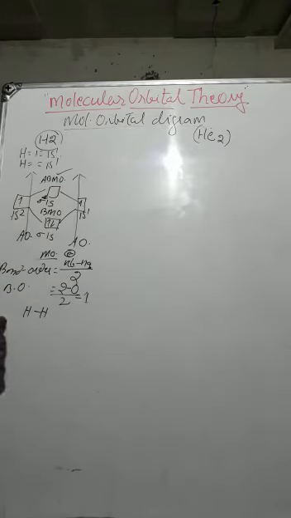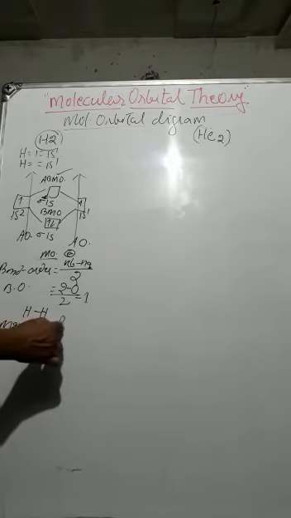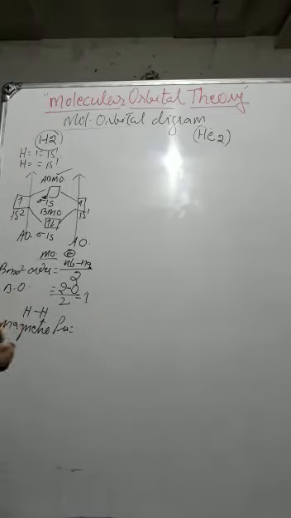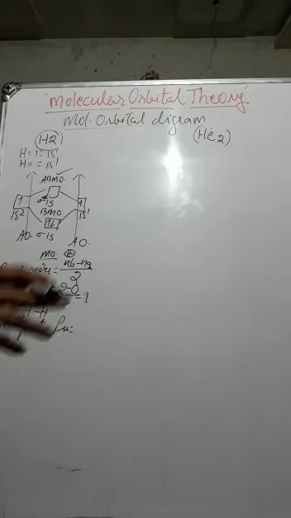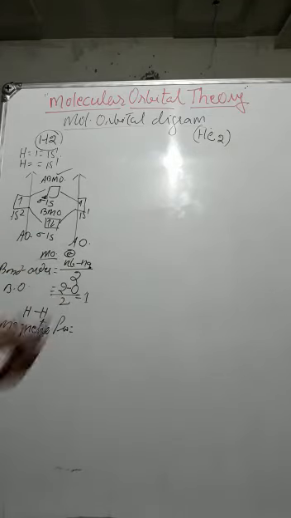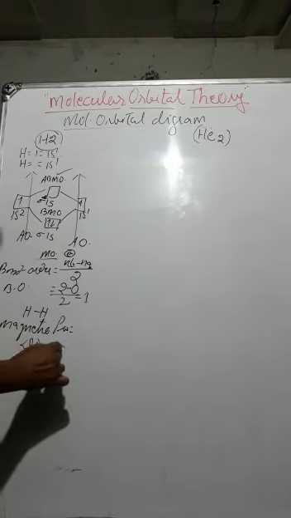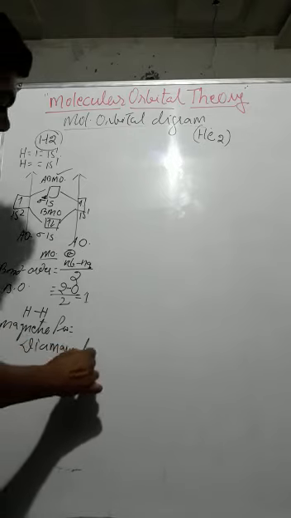Again, on the basis of it, we can also show its magnetic properties. Magnetic properties are of two types, paramagnetic and diamagnetic. Diamagnetic means if all the electrons are paired, and if at least one electron remains unpaired, then it is called paramagnetic. So in the hydrogen molecule, the orbitals are fully paired, therefore the property becomes what? Diamagnetic.